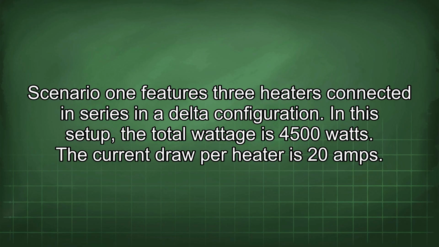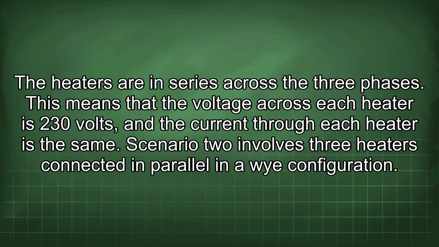Scenario 1 features 3 heaters connected in series in a delta configuration. In this setup, the total wattage is 4,500 watts. The current draw per heater is 20 amps. The heaters are in series across the 3 phases. This means that the voltage across each heater is 230 volts, and the current through each heater is the same.